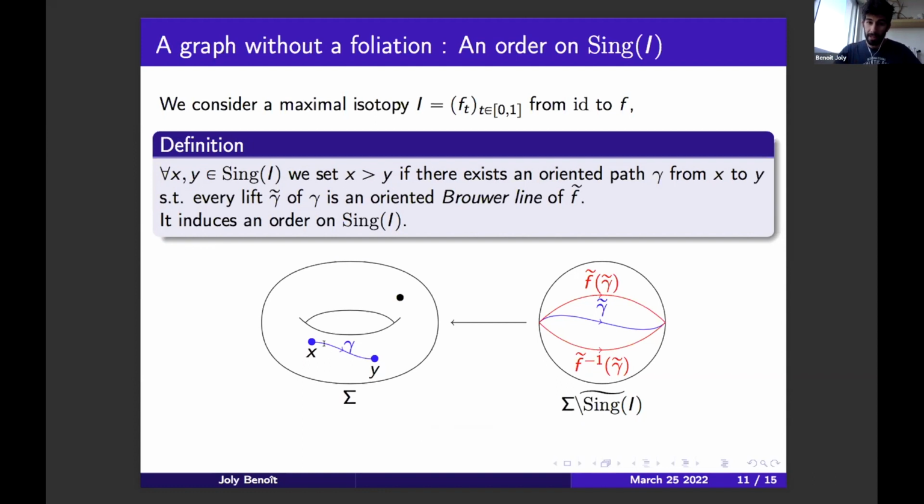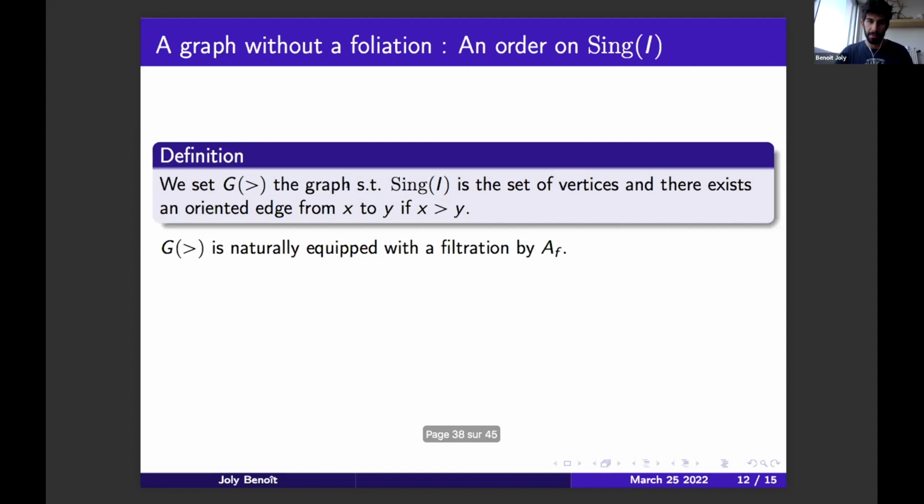A good thing is that the action function decreases along the order, meaning that if x is greater than y, then the action of x is greater than the action of y. And then I can construct again a graph which only depends on the isotopy. I set G of the order to be the graph where the set of vertices is again the set of singularities of the isotopy, and I put an edge from x to y if x is greater than y.